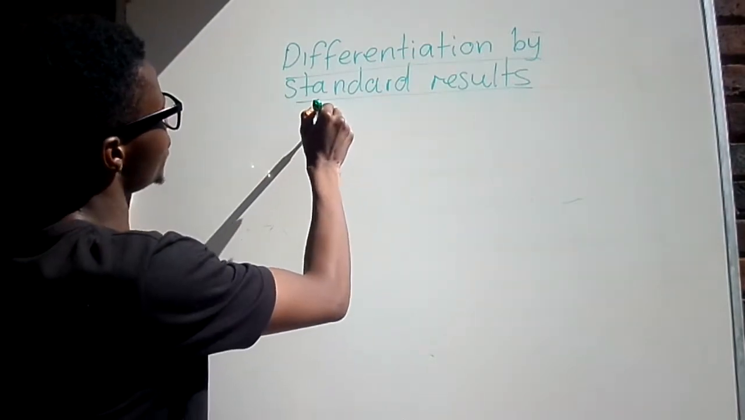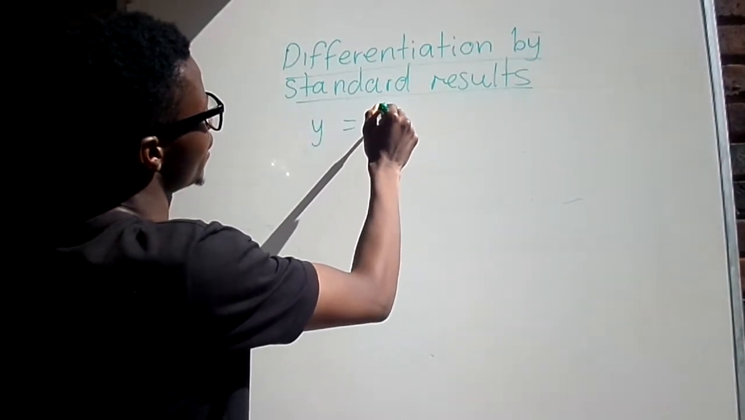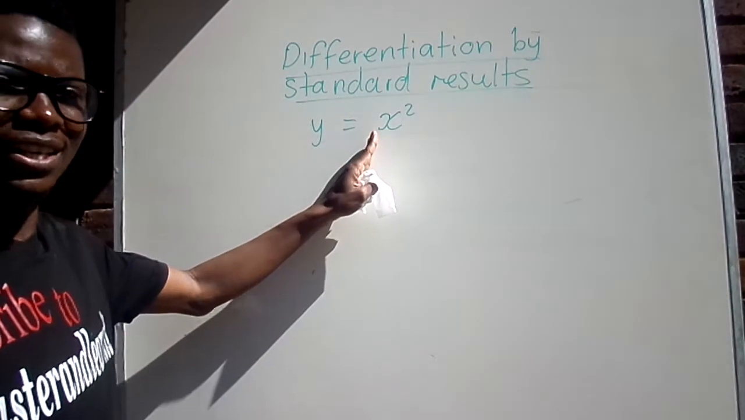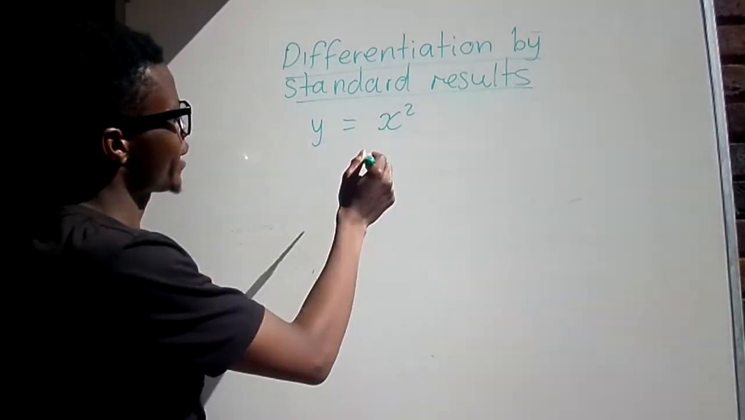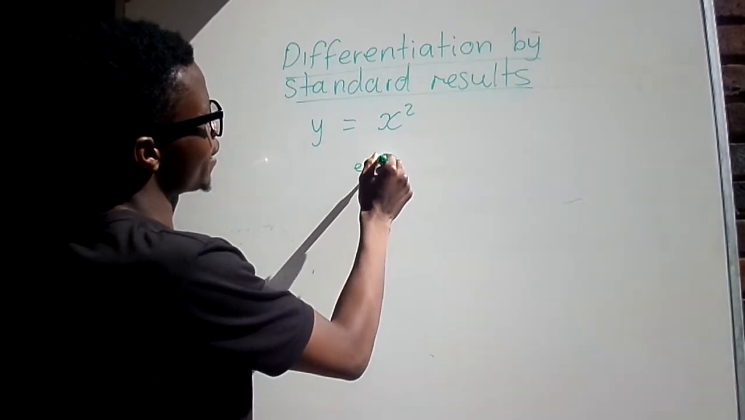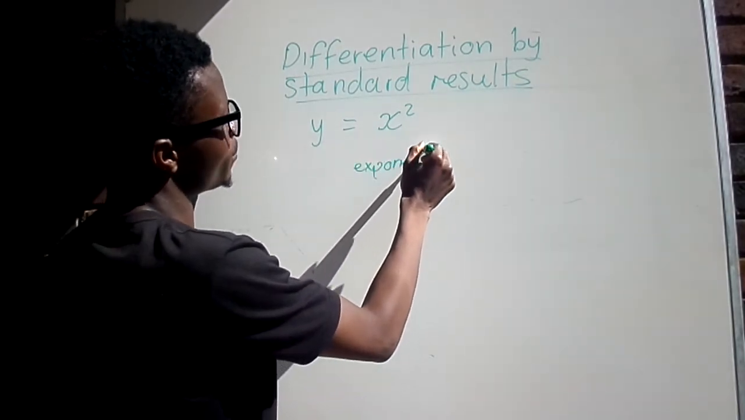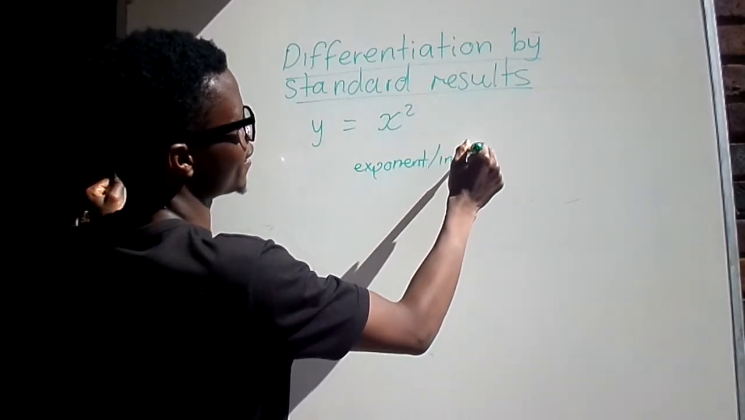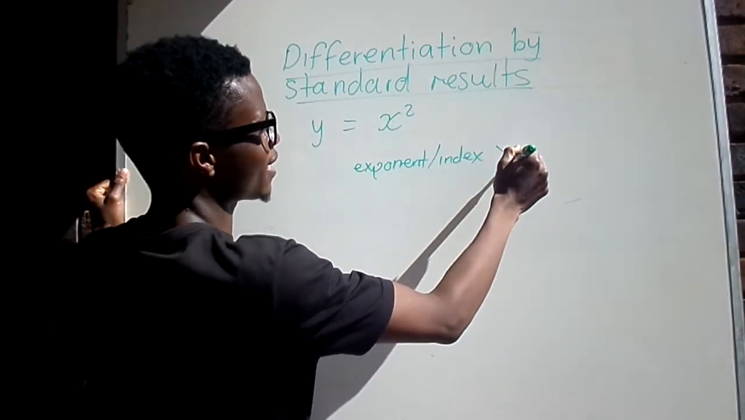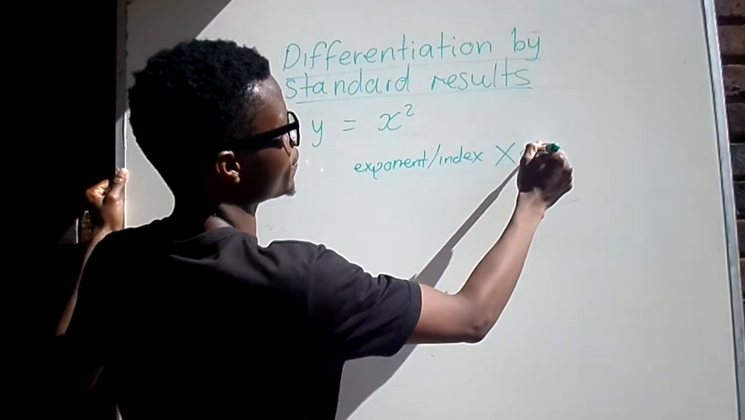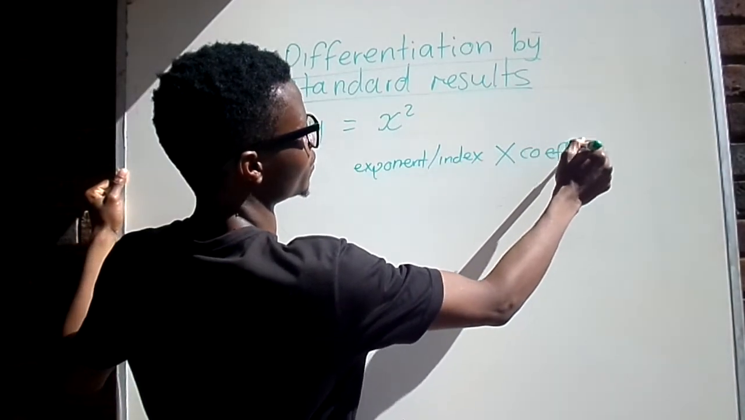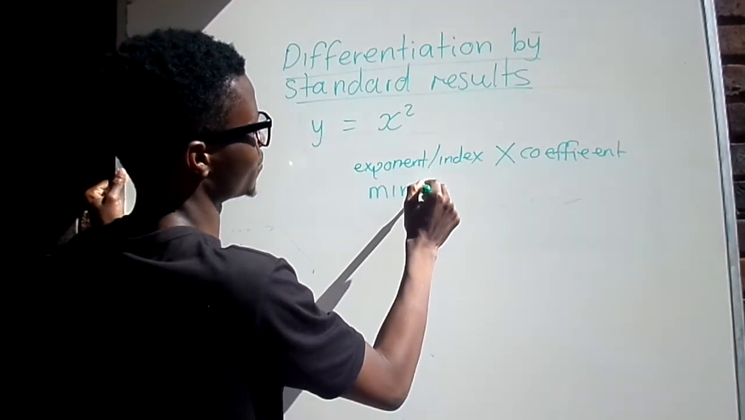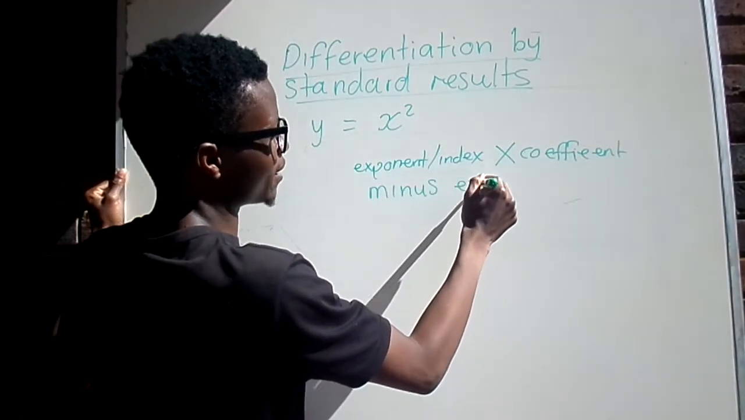Suppose you have your function y equals x squared. If I say differentiate this, you are going to say exponent, we can call it an exponent or an index. You're going to say exponent times coefficient, minus exponent.